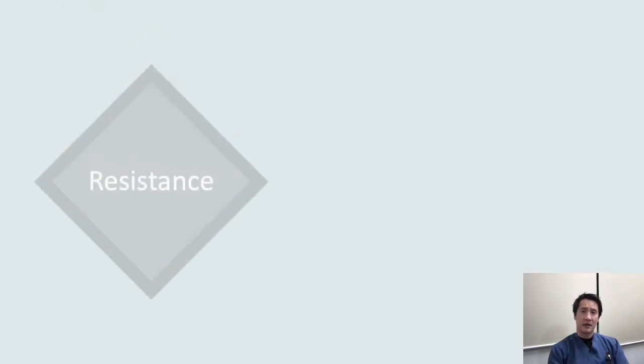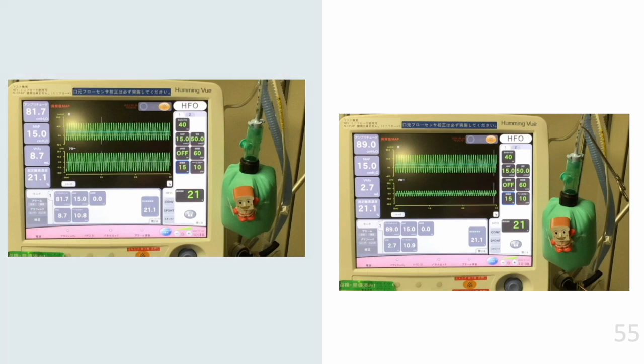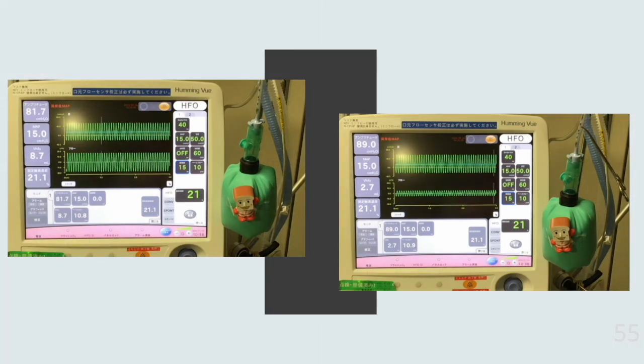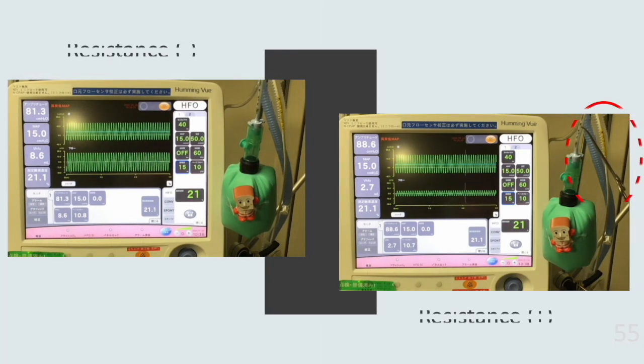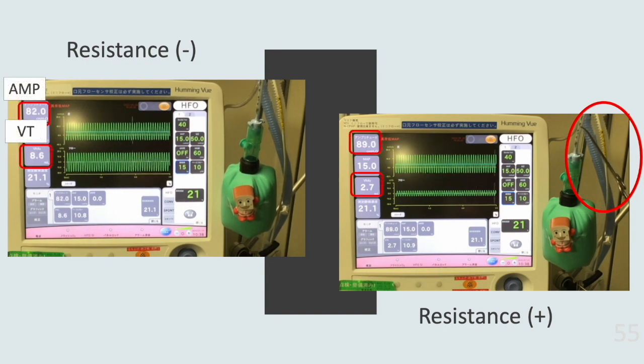And next, let's consider resistance from data using a model lung. Forceps were used to add resistance to the endotracheal tube connecting the ventilator to the model test lung. As a result, you can see that the tidal volume has decreased and the amplitude has increased. You see the bread man on the balloon swinging.